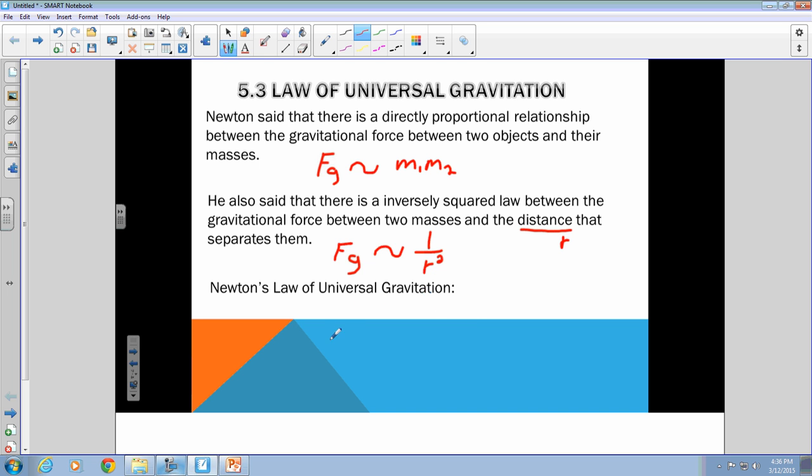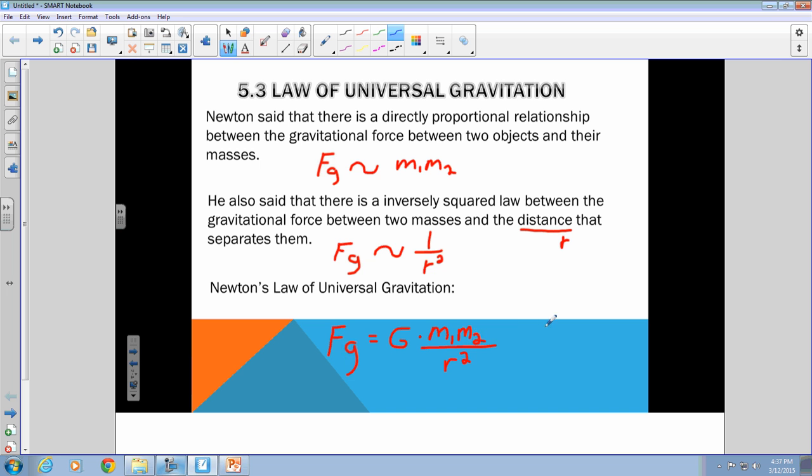And when you put these together, you get Newton's universal law of gravitation, which says that the force of gravity between any two objects is equal to G, capital G, which is the gravitational constant, times the mass of object 1, the mass of object 2, divided by radius squared. So G m1 times m2 over the radius squared.